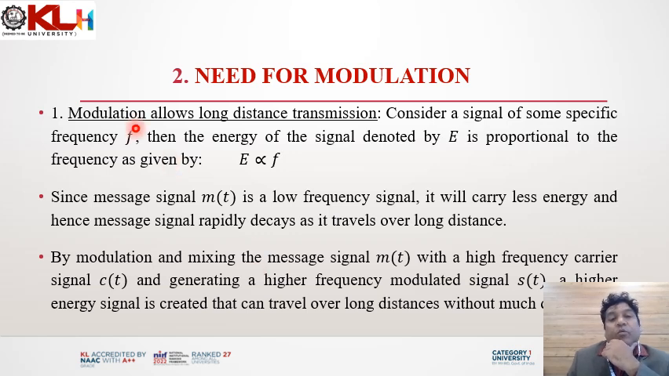The first need is that modulation allows long distance transmission. If we take any signal, the energy of the signal is proportional to the frequency. So if we take this low frequency signal M of t and convert it into a higher frequency signal S of t by mixing it with the high frequency carrier, the higher frequency modulated wave S of t will have higher energy, so it can travel over a longer distance.